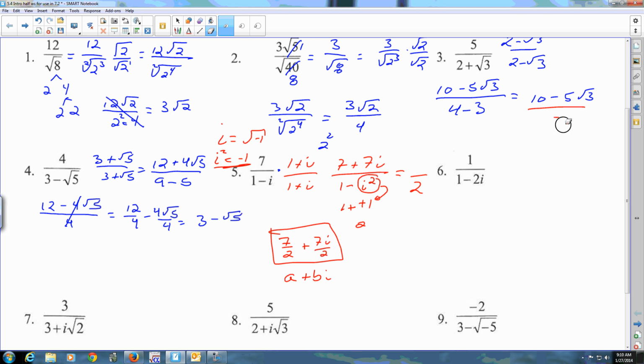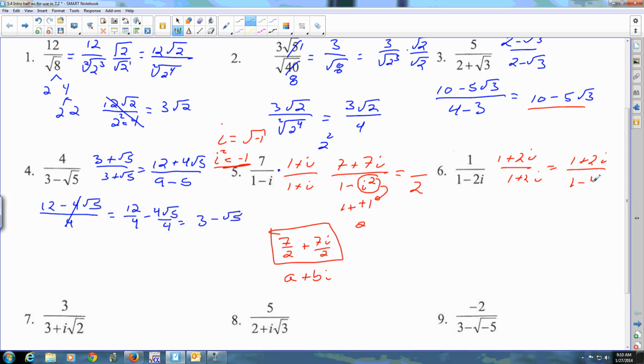Alright, so let's get rid of that. Multiply by the conjugate, 1 plus 2i. The top is just 1 plus 2i. That was a difficult multiplication. The bottom is the difference of squares pattern. Square the first thing, 1, minus square the second thing.